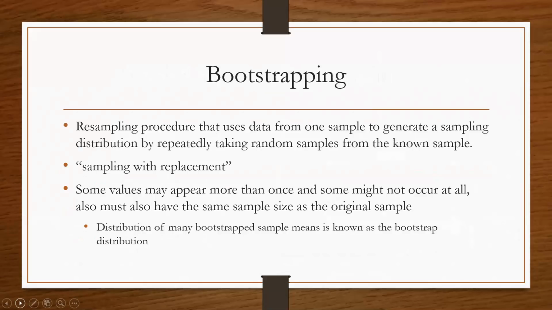So next up, we got bootstrapping. It's a resampling procedure that uses data from one sample to generate another distribution. It can also be called sampling with replacement. So some values can appear more than once and some might not occur at all. But the thing that you always have to realize is that you have to have the exact same sample size as the original sample. And the distribution of many bootstrap sample means is known as the bootstrap distribution.